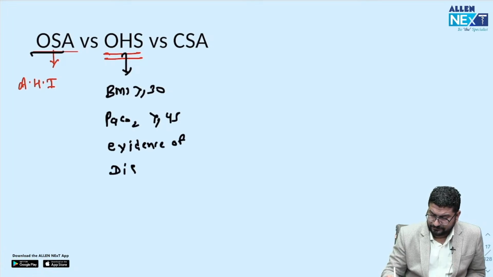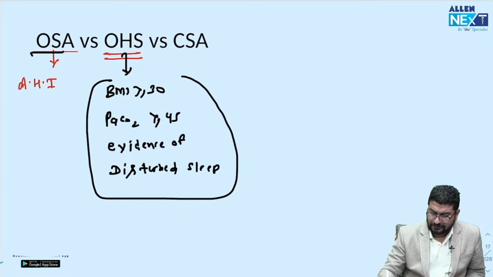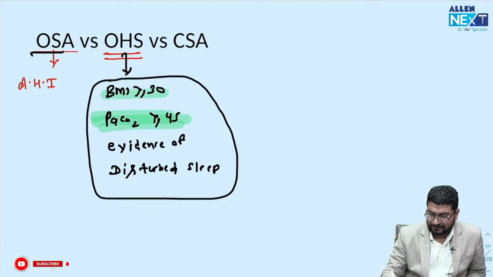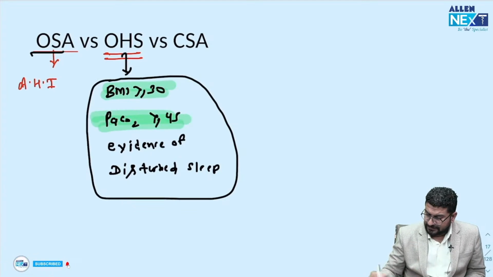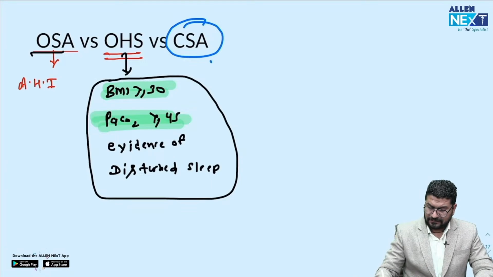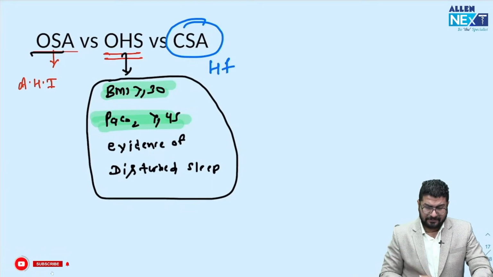disturbed sleep. So these things, if they are present, now see, evidence of disturbed sleep you can see in all. But the biggest hint in the MCQs, you have to see the PaCO2, you have to see the BMI. When I talk about central sleep apnea, here mostly they will give you patients having heart failure. So patients in the case of heart failure. So this is something which you have to remember.